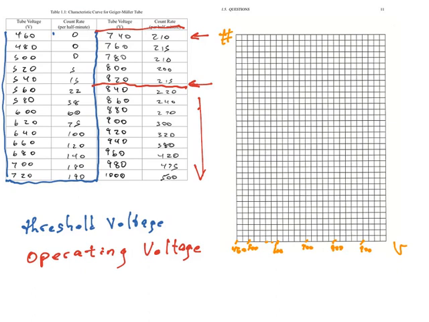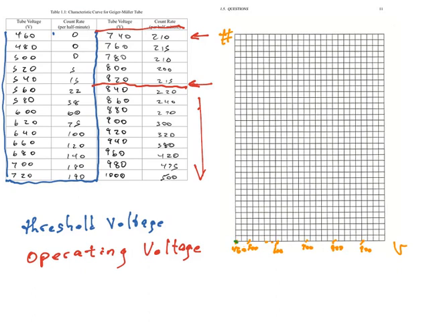At 460, I'm at 0. 480, I'm at 0. 500, I'm at 0. So all of this is 0. Then I start to increase, and I just keep increasing until I get to about 740. So it starts to go like this. And then at about 740, it levels off. And then at about 840, it starts to go up again.